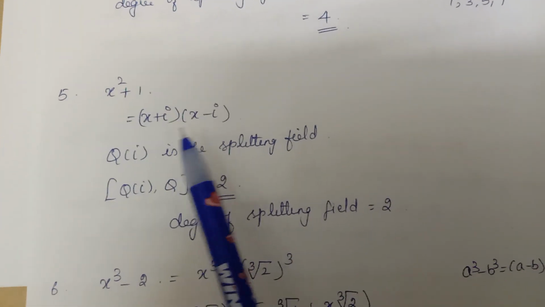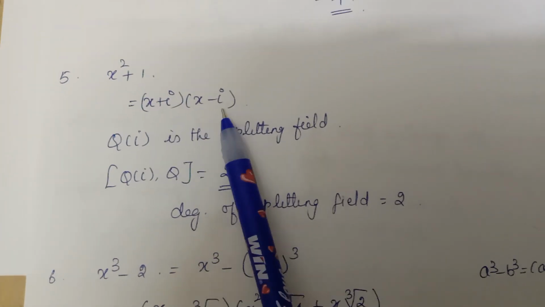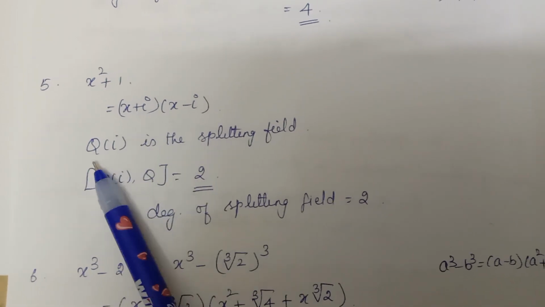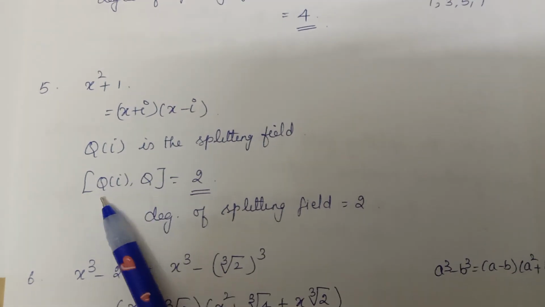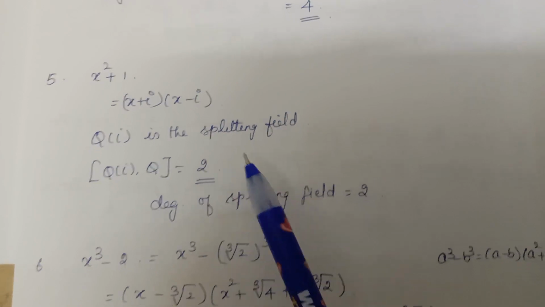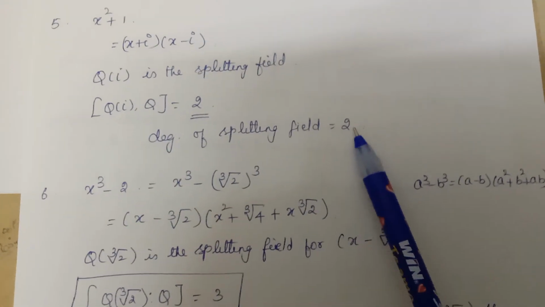Next, x square plus 1. How will you write this? x plus i into x minus i. Q of i will be the splitting field, and the degree of Q of i over Q is equal to what? 2. Okay, so the degree of the splitting field is equal to 2.